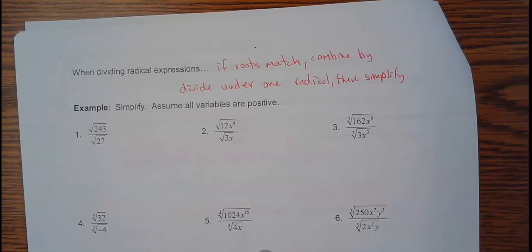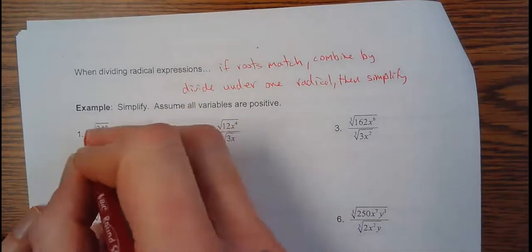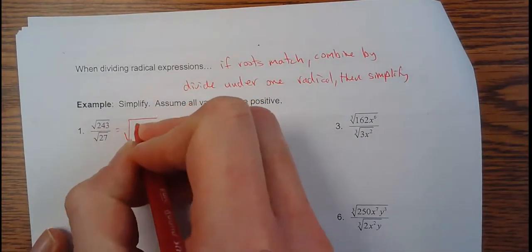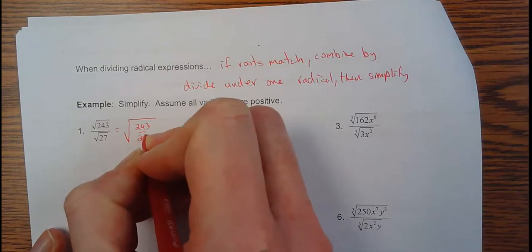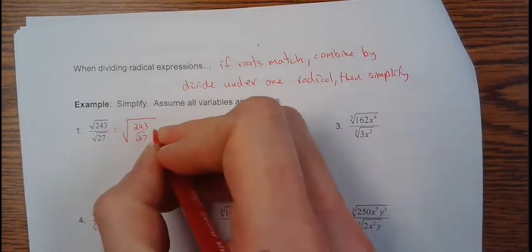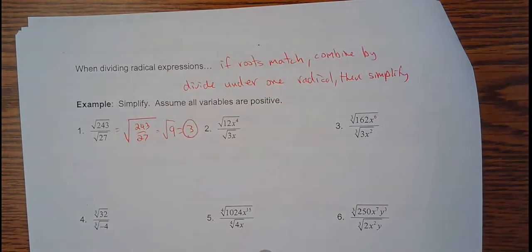Then simplify from there. Instead of simplifying the top and the bottom so it cancels, you could actually just do this: the square root of 243 over 27. Okay, so what's 243 divided by 27? Well, that's actually 9. So that'd equal the square root of 9, which is 3. So that one worked out kind of nice.